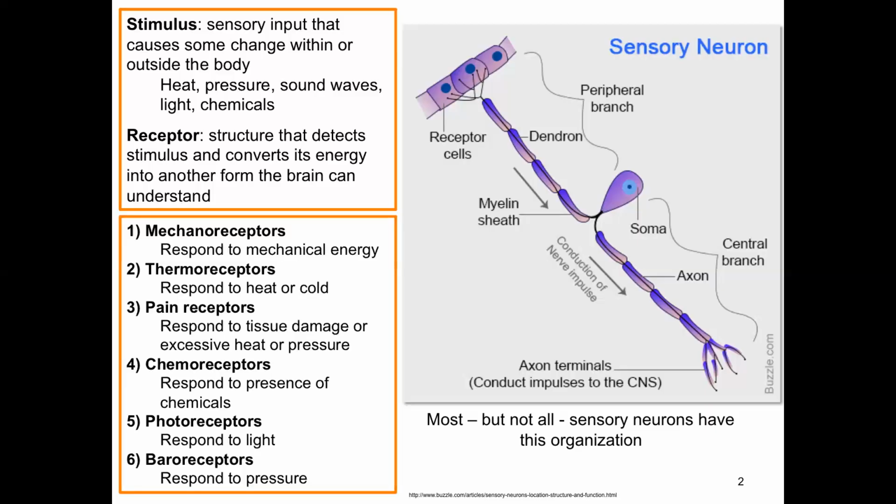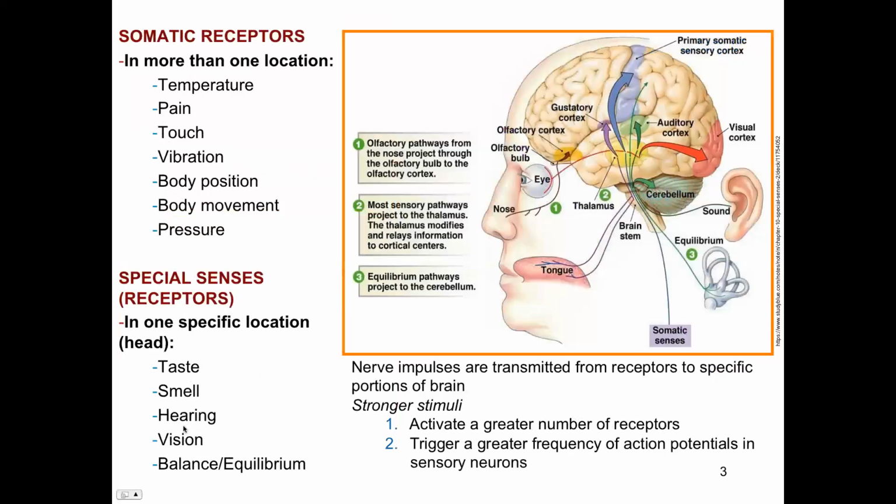Now, with this, we have a whole slew of receptors that will detect these things, all right? So everything from mechanical energy receptors to pressure receptors and all kinds of things in between. So thermo, pain, chemo, and photo, all right? Now, of those types of receptors, they're divided into somatic and special. And I think our special sense receptors, I think we understand what those are. So taste, smell, hearing, vision, balance.